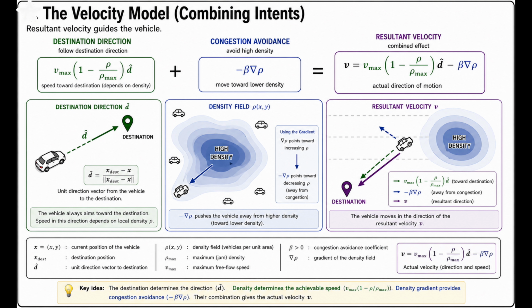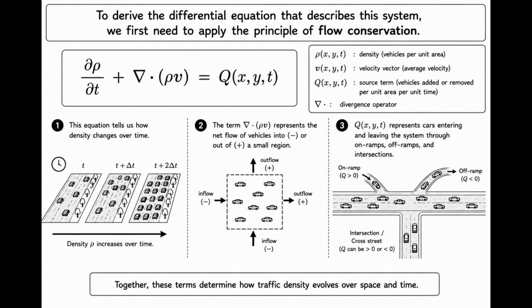Density affects velocity. Velocity changes traffic flow. Traffic flow changes density. The new density changes velocity again. This creates a feedback loop that drives complex behavior. To derive the differential equation that describes this system, we first need to apply the principle of flow conservation. Del rho over del t plus del dot rho v equals q of x, y, t. This equation tells us how density changes over time. Q represents cars entering and leaving the system through on-ramps, off-ramps, and intersections.